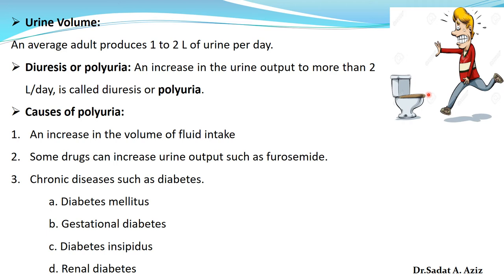The first cause of polyuria is an increase in the volume of fluid intake. So when you have excessive water intake, or let us say juice or other liquids, this leads to an increase in the volume of the urine output. So this is a physiological and normal condition, and it is not considered a clinical condition, it just depends on the volume of the fluid intake.